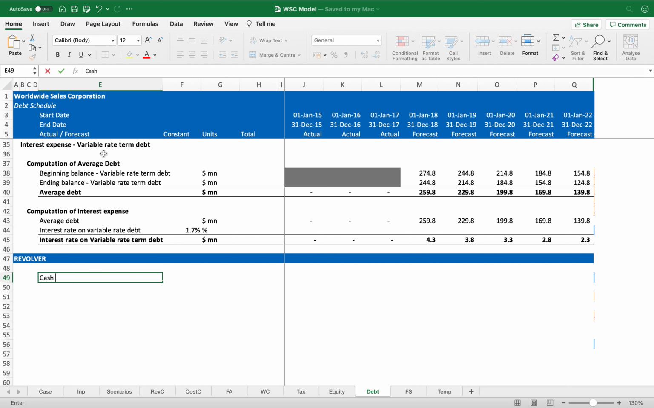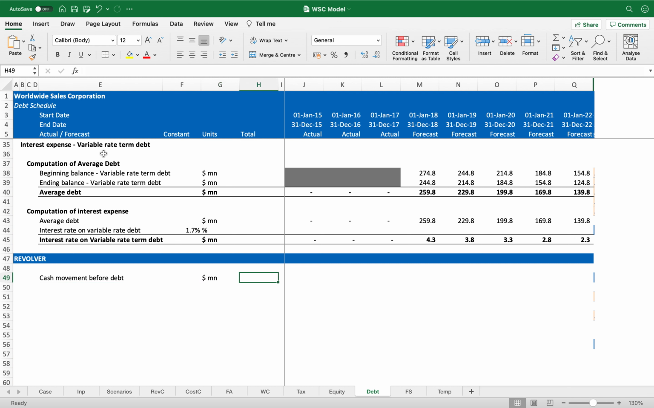Your cash movement before having any debt. What is my cash movement before debt? Now to get to the revolver point, I have to see what is my position of cash, whether I have excess cash or whether I need to take something from the bank, right? So the first thing that I do is I link cash movement before debt. So how will I find that cash movement before debt? It is very simple.